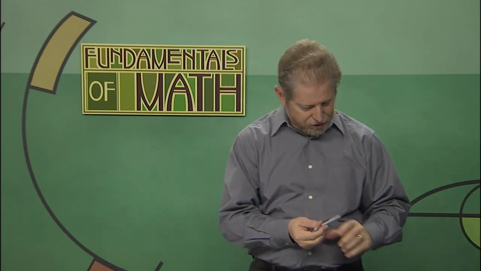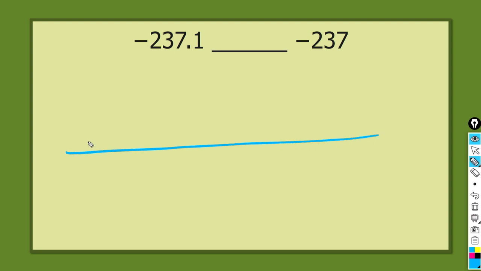Now, this next one here is the one that can give students a problem. Negative 237.1. So imagine I have my number line, and there's negative 237. Where do I put this? Does it go on this side or that side? Well, think about what that's telling you. Negative 1 means 1 unit to the left. Negative 2 is 2 units to the left. So negative 1 point something is between negative 1 and negative 2, right? So here's 0, there's your negative 1, there's your negative 2, negative 1 and a half.